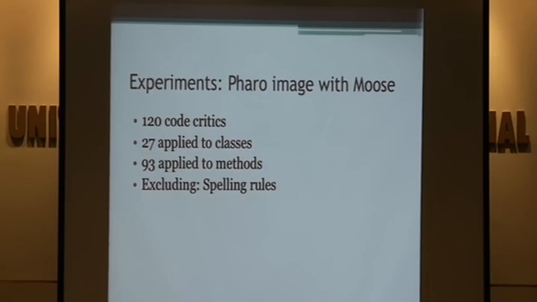So we have done the first experiment with the Faro image that included Moose, which is a meta modeling tool. In the first experiment we applied 120 code critics. This means that we applied 120 rules at the same time. 7 were applied to classes, 93 were applied to methods, and we excluded in this analysis the spelling rules because they were not interesting, and in fact they were just generating noise.